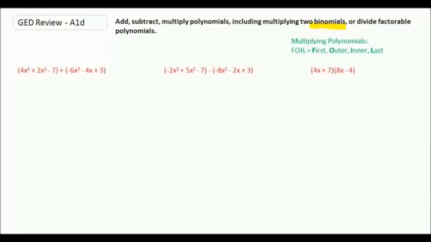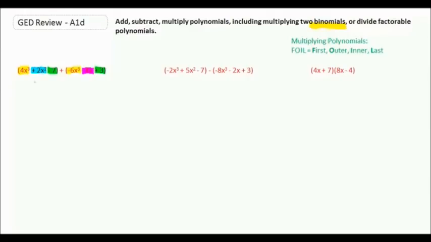Okay, so here we're going to add 2 trinomials together. Okay, our like terms are 4x cubed and negative 6x cubed. We have 2x squared, but no 2x squared over here. We have a negative 7 and a positive 3, and then a negative 4x.